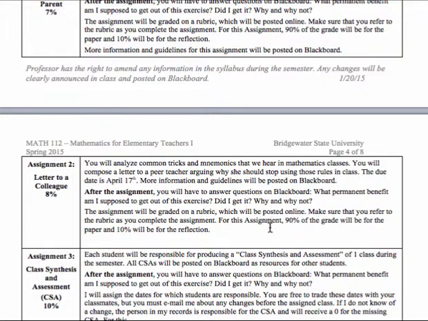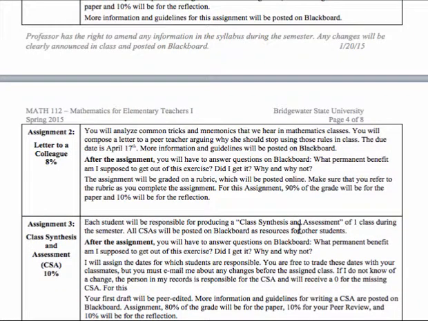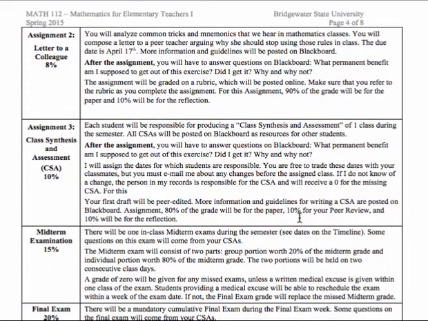And assignment 3 will be your class synthesis and assessment, and there's a whole video on that explaining all of the components of that on Blackboard. After each of the assignments, you will need to go on Blackboard and answer some reflection questions, and those are: what permanent benefit am I supposed to get out of this exercise, and did I get it, why or why not? Please make sure you do that, and don't forget, this is generally 10% of the assignment grade, so you don't want to miss that.